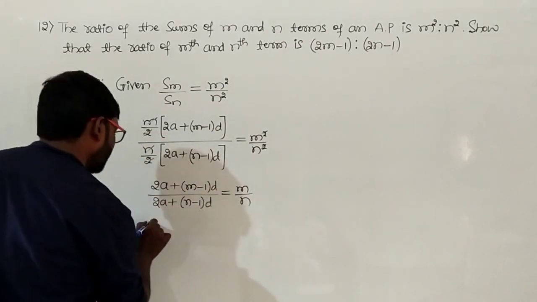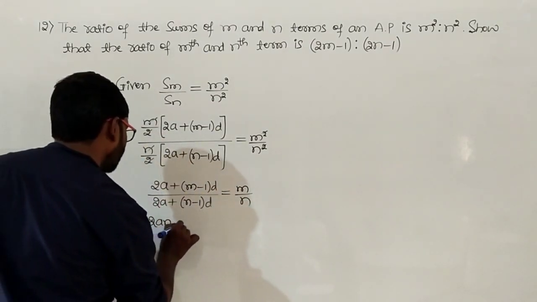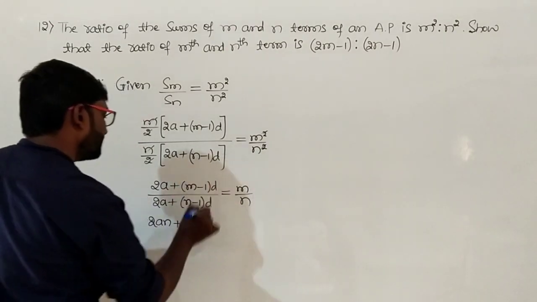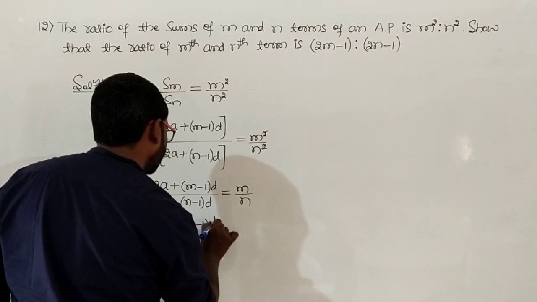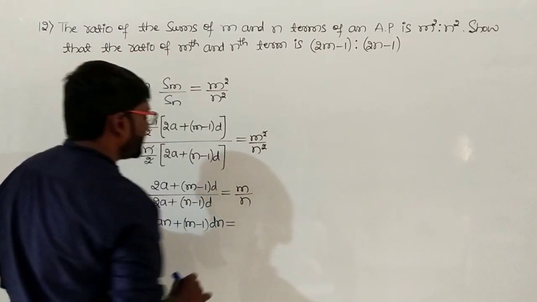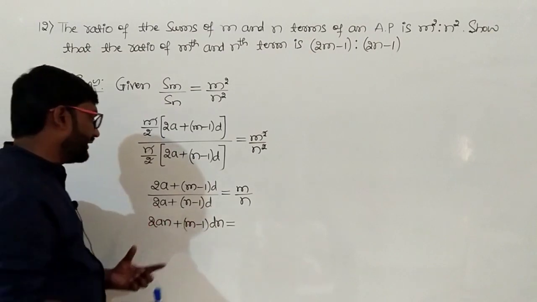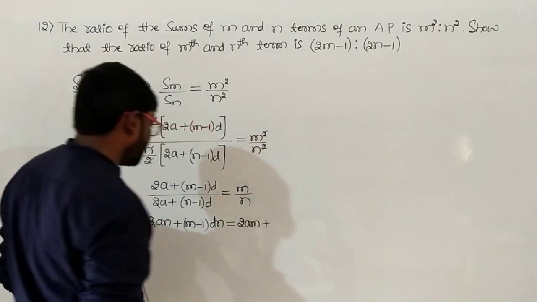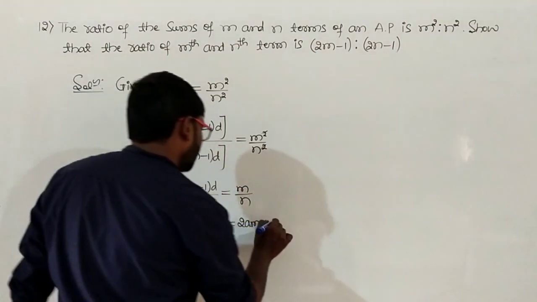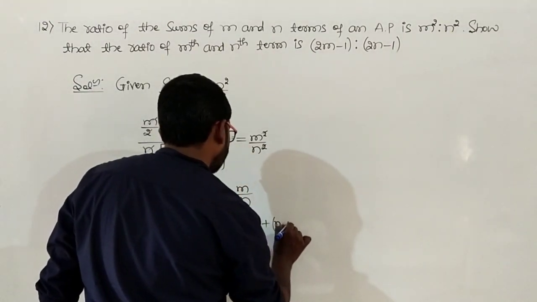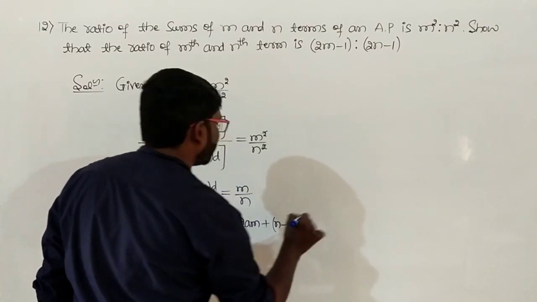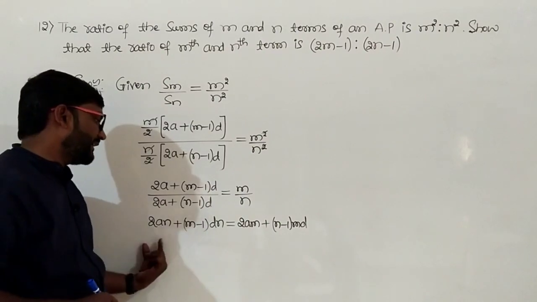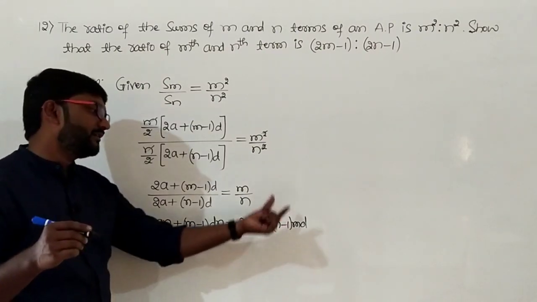So multiply now, you get 2an plus m minus 1 into d into n, which is equals to, now m must be multiplied with these two terms. You get 2am plus, multiply m with this, now you get n minus 1 into md or n dm, both are same. Now I take 2am to the left hand side and m minus 1 into dn to the right hand side.